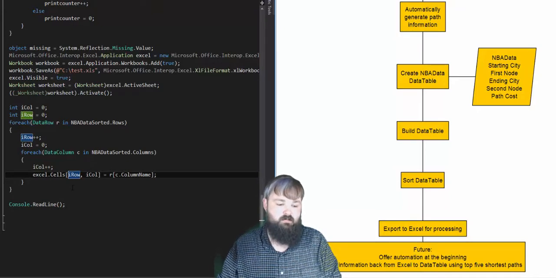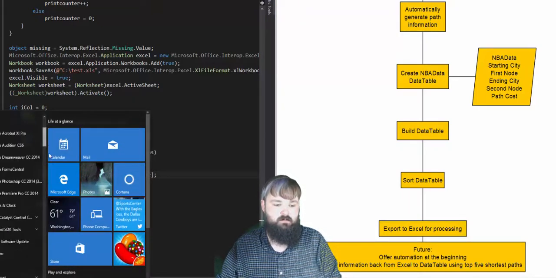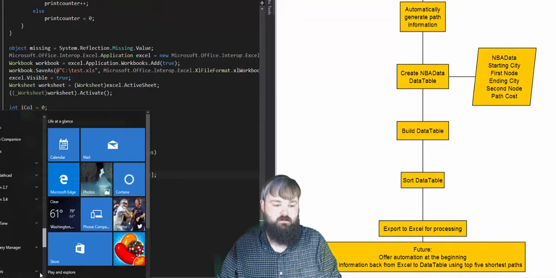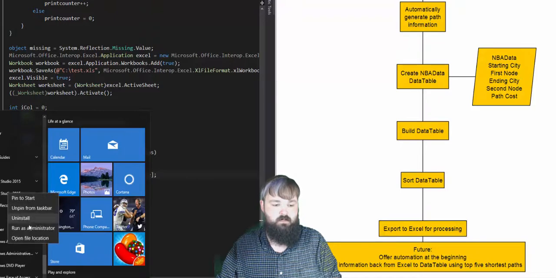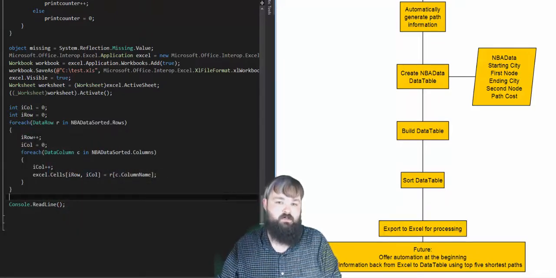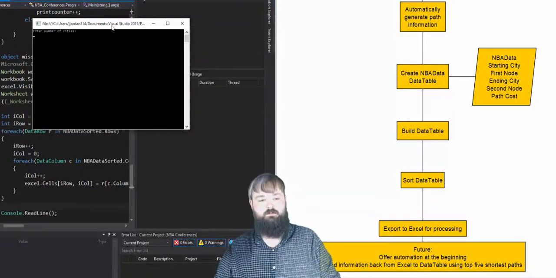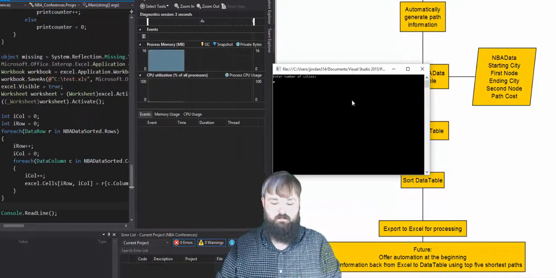And if you're using Windows 10, you can go to your Start menu, you can go to All Apps, scroll down to whatever version of Visual Studio you're using. You can go right-click and then run as administrator. So you have to do that, or it's not going to produce your file and you're going to get an exception error. So let's go ahead and run it up, and we're going to do 5 cities.